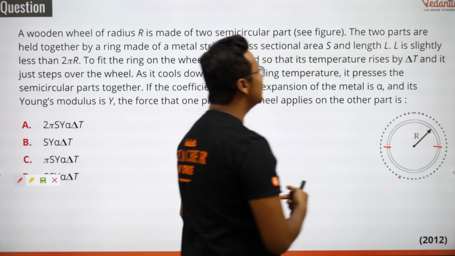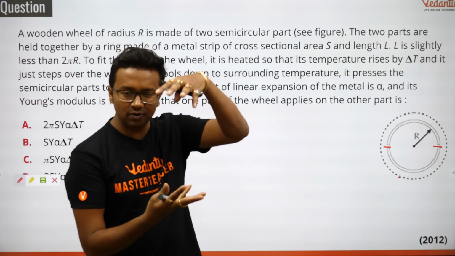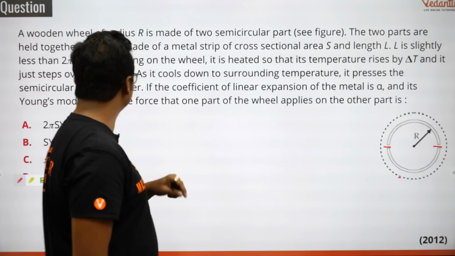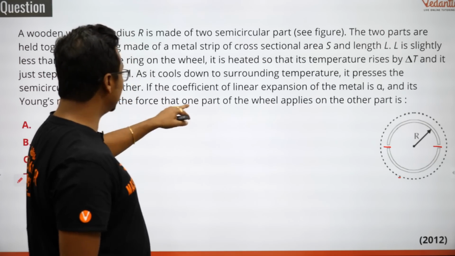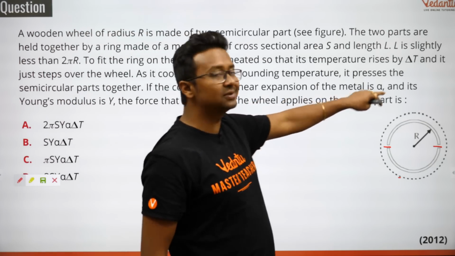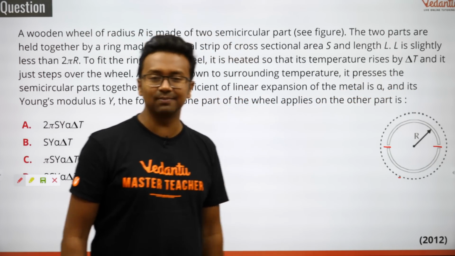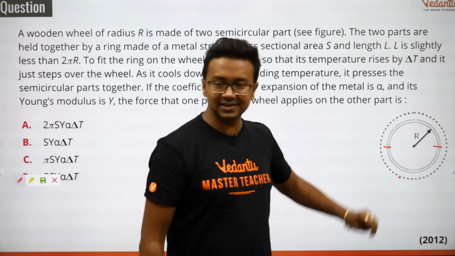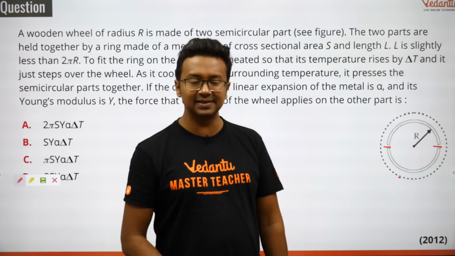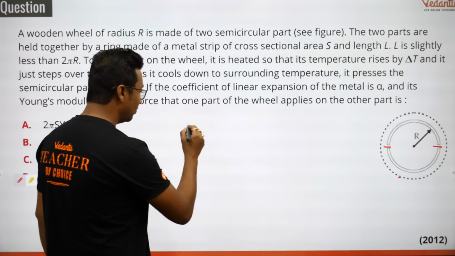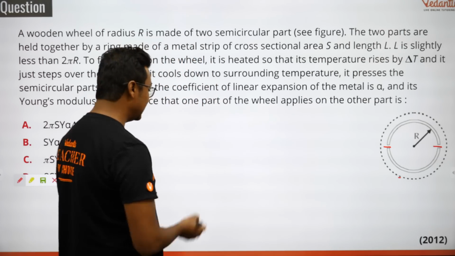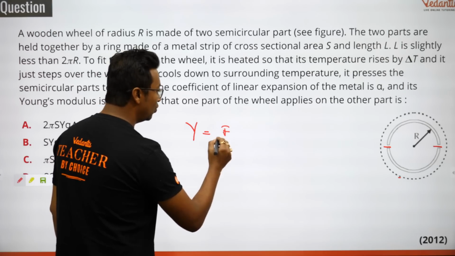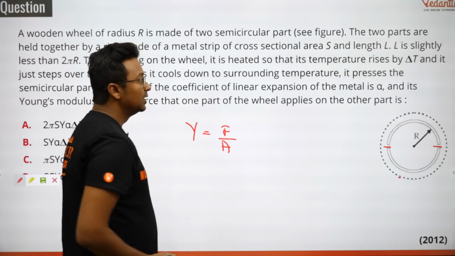So this metallic strip which is there is going to bind it. Now, they have asked us what is the force that one part of the wheel applies on the other. That is what we are supposed to find out. Is this clear? We are going to start with the same concept: Young's modulus, force upon area.